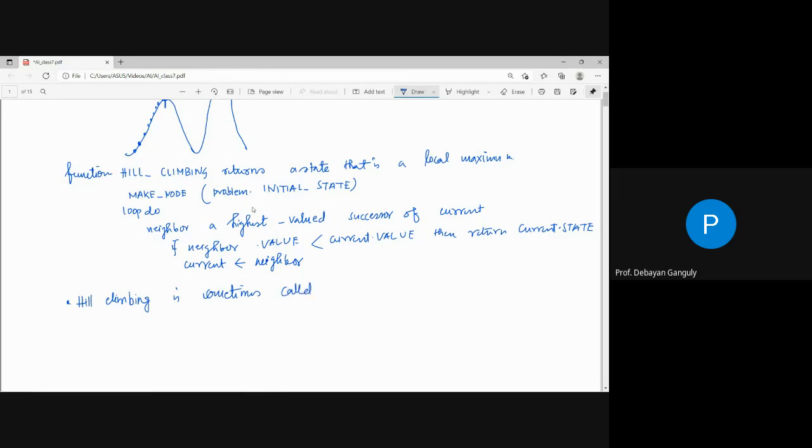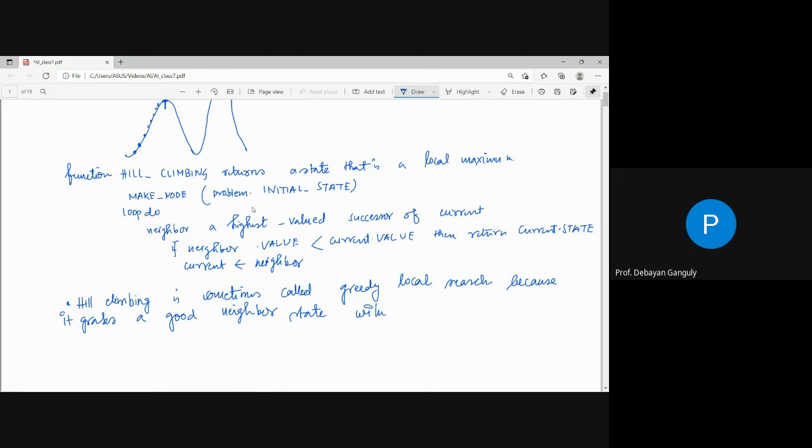This hill climbing is sometimes called greedy local search. Why? Because it grabs a good neighbor state without thinking ahead about where to go next.